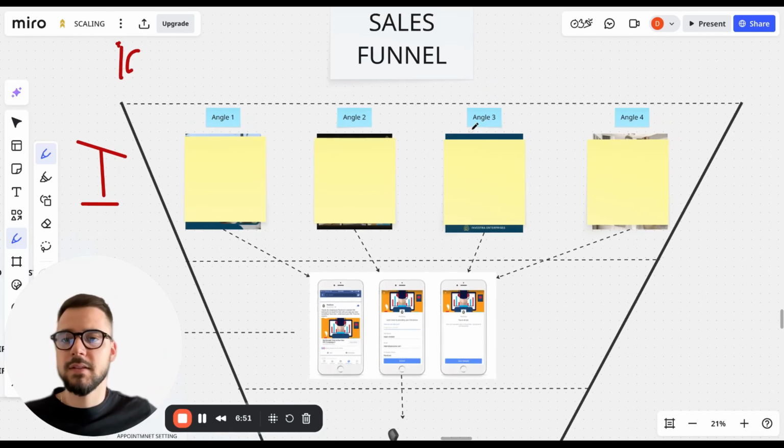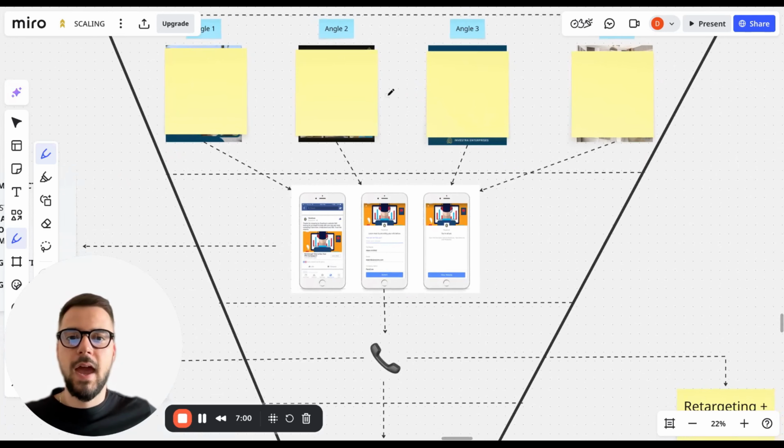So when we define those angles, we've set up the ads, and as I said, we were running lead form ads, and we were redirecting all of that traffic to a very simple lead form.